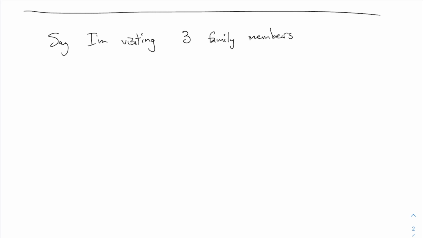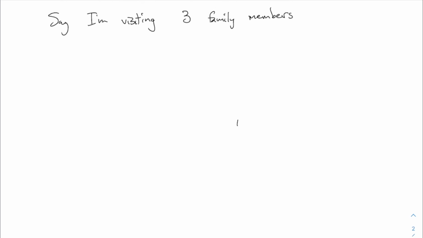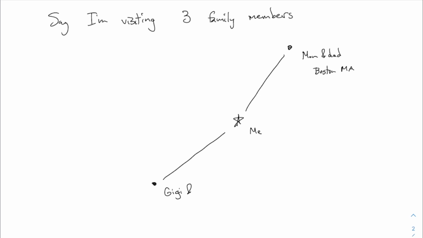Check it out. So here I'm going to try to draw a vague picture. Let's say I'll put the star. That's me in Fairfield. This is where we live. I also, at the holiday time, need to visit my mom and dad, who live in the Boston area. We also need to visit my wife's mom and dad, who live this way. That is Gigi and Pops. Those are their grandparent names.